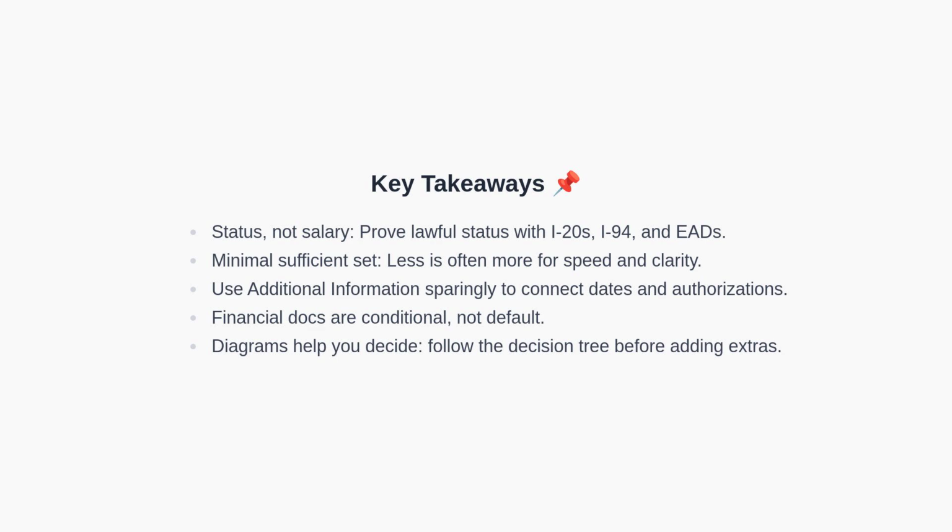Here are the key takeaways. First, focus on proving lawful status, not income. Second, use the minimal sufficient set of documents for clarity and speed. Third, employ the additional information section sparingly to connect dates and authorizations. Fourth, treat financial documents as conditional. Include them only when required or helpful in clarifying a specific issue. Finally, rely on the decision tree and workflow understanding to keep your packet lean and precise.